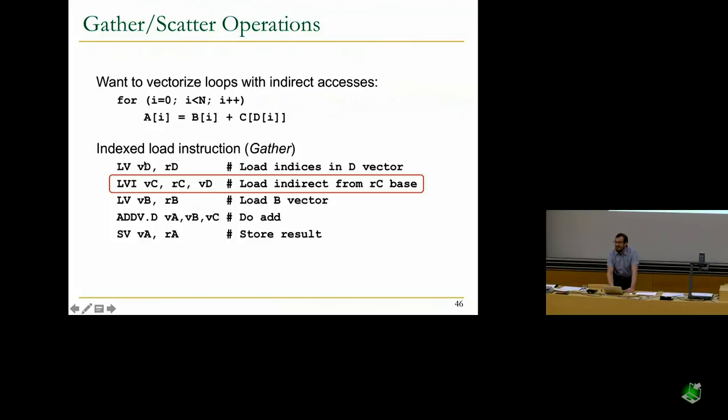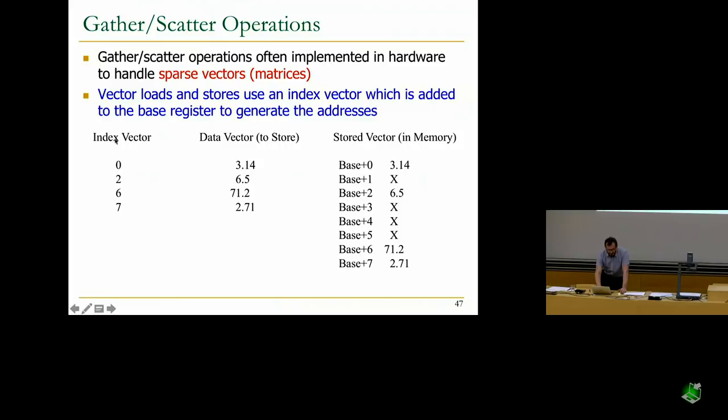Let me give you an example of this. You load the indices into a vector, and then you're going to have a load indirect instruction that takes the base address, and in consecutive cycles goes through every index in this vector D, and adds the base to the index: base plus index, base plus index, base plus index. That's how it calculates the address. Okay, let's take a look at this. This is the index vector, let's say it's a 4-element vector, and this is the data vector. Let's say we're doing a store operation over here.